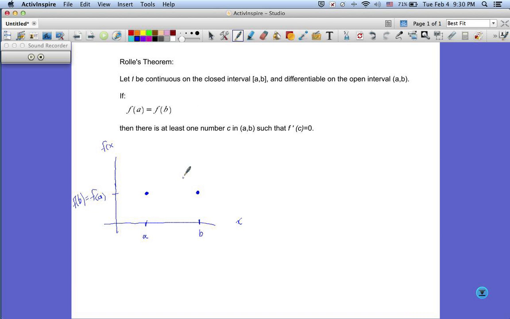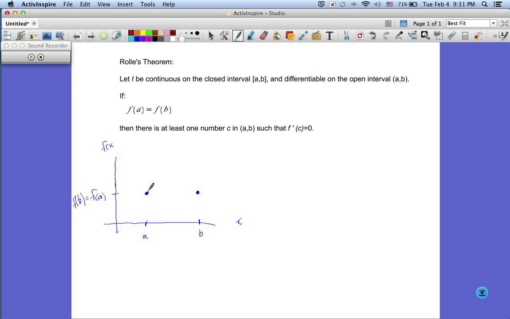So let's think about how many ways I can get here continuously. I could go like a little sine curve, kind of. Well, f prime of C would equal 0 at the top and at the bottom. I could do just a boring old parabola, upside down or right side up. In both cases, we have a derivative equal to 0.